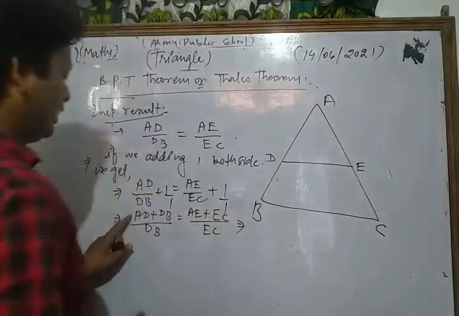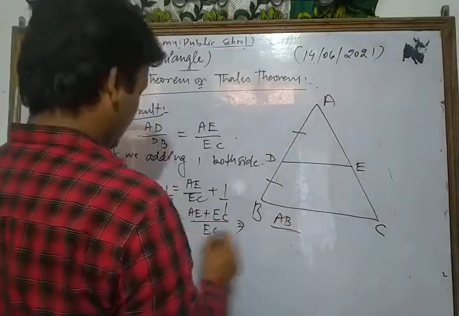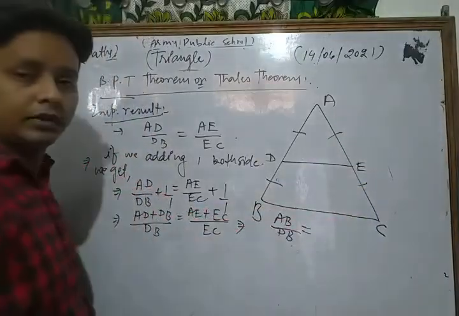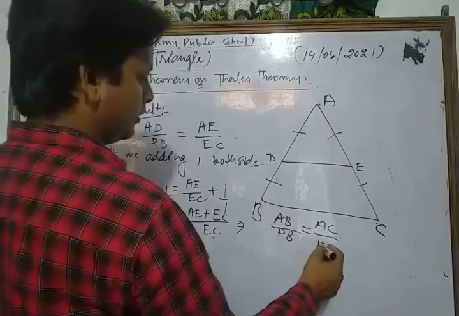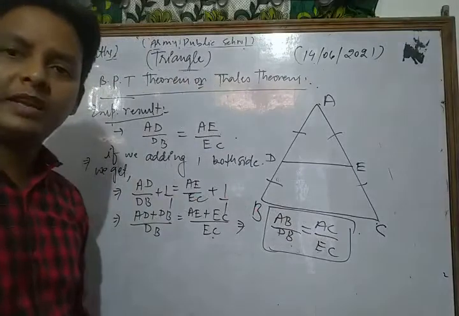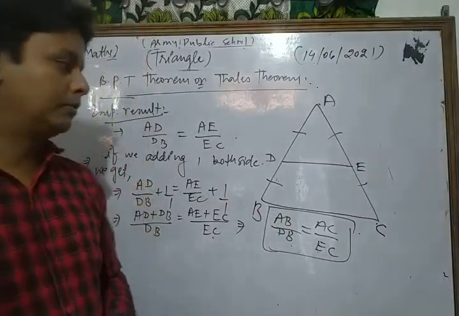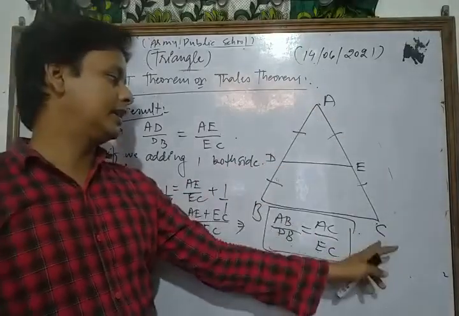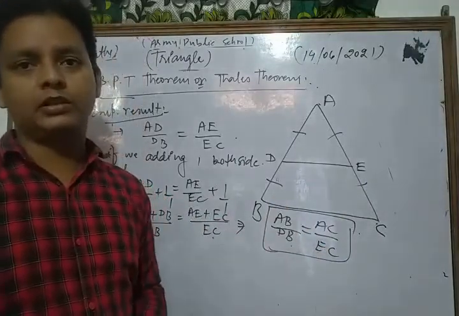Now AD plus DB is AB, so we get AB upon DB. Similarly, AE plus EC we can write as AC, so AC upon EC. So dear students, this is also a very important result that comes from Thales theorem. We can also write AB upon DB is equal to AC upon EC. This is also a very important result related to that theorem.